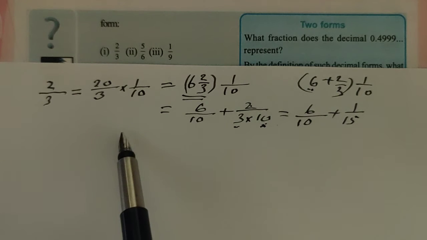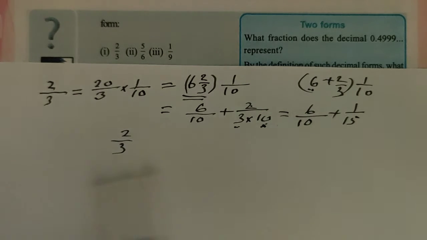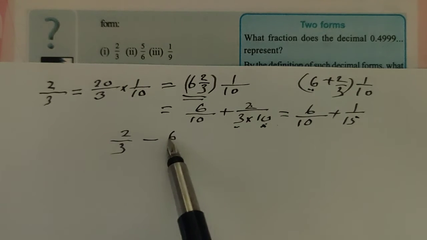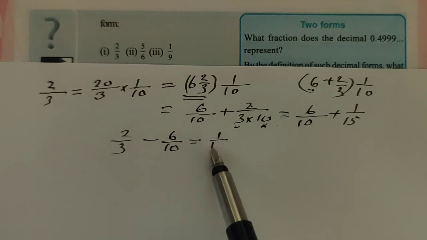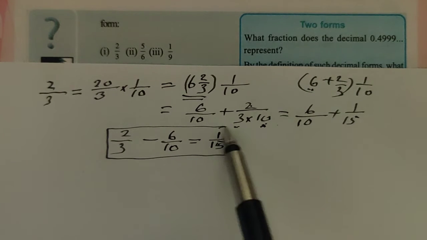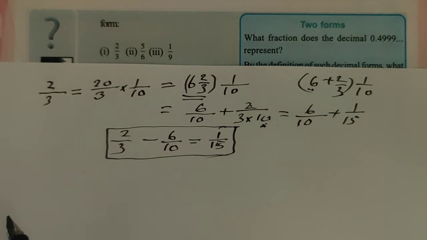And now you can write 2 by 3 minus 6 by 10 has the value 1 by 15. And you want to put a box here. 2 by 3 minus 6 by 10 is equal to 1 by 15.